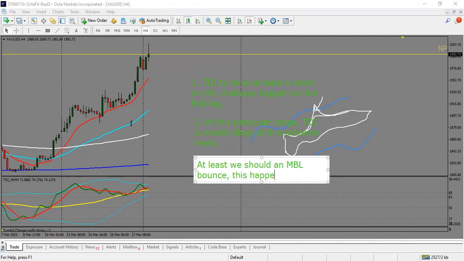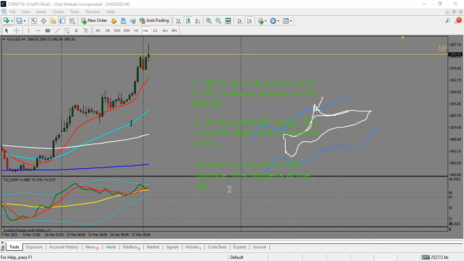This happens at the second leg. Again, this is one of the requirements. We at least have a market baseline bounce. At times, we don't have a market baseline bounce, but if we have it, it gives us concrete evidence that this market is about to reverse on the second leg. Now, the first leg, we always identify mostly with shark fin and always at extreme levels.